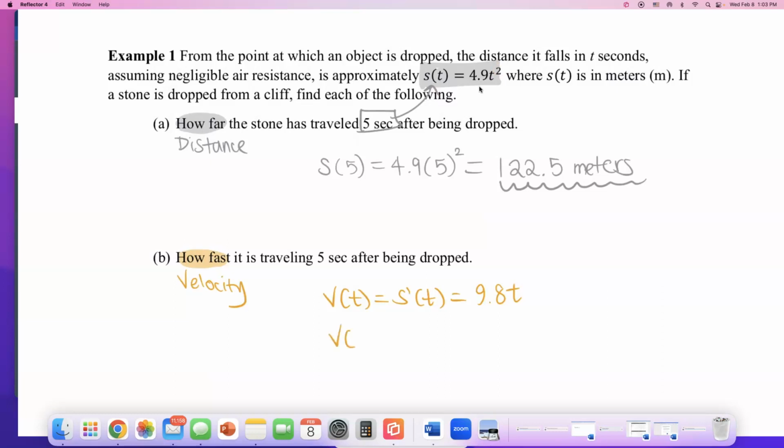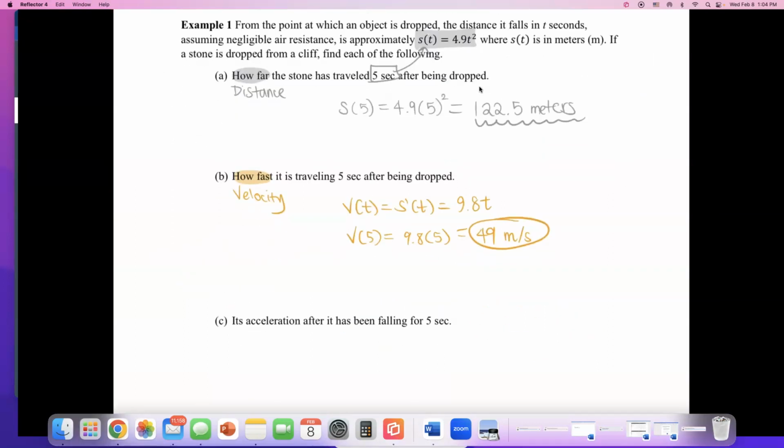So the velocity after 5 seconds being dropped is going to be 9.8 times 5, and that comes out to be, let's see, 49, and the unit for velocity will be meters per second here. Okay, now let's look at the last one. They want us to find the acceleration. Well, they want you to find how fast the velocity is changing.